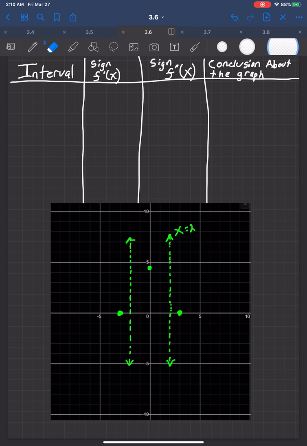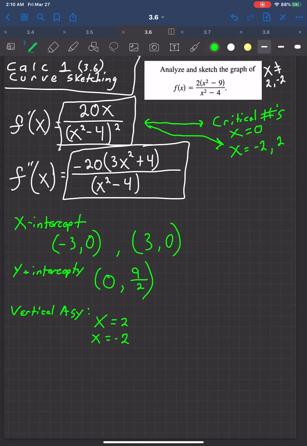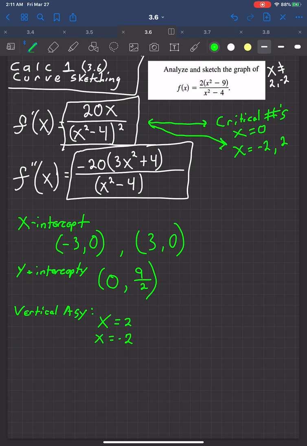I'm not going to label. I'm just going to keep it as a dotted line. But those are my vertical asymptotes. Okay, so I know my graph cannot cross those lines.